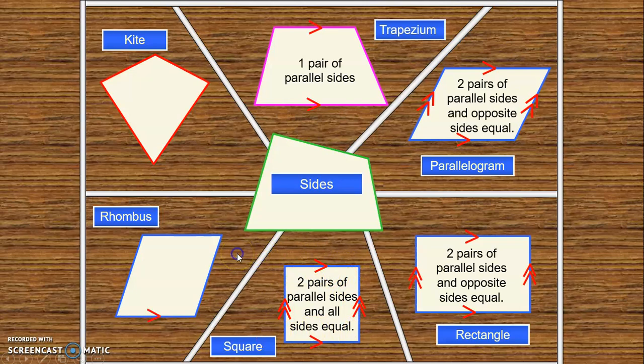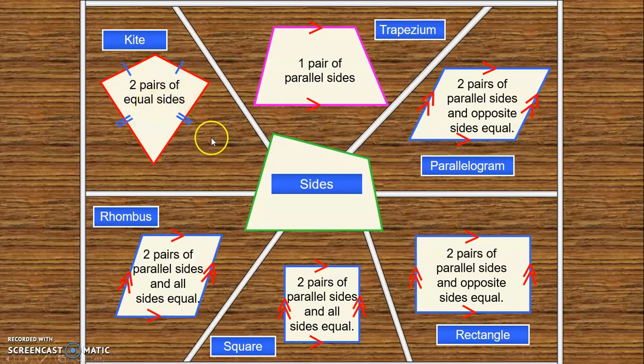Next, rhombus. A rhombus has two pairs of parallel sides and, the same as the square, all sides of a rhombus are also equal. Kite has no parallel sides but two pairs of equal sides. This side is equal to this and this side is equal to this.